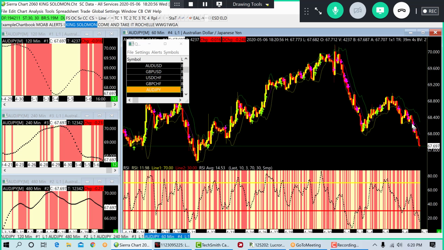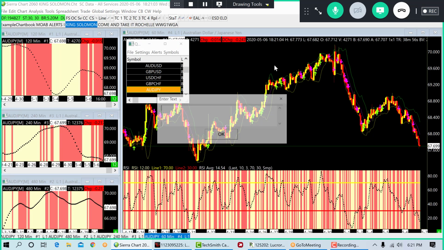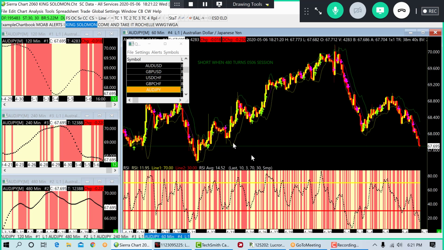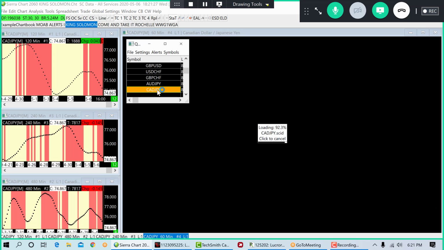And that's over the last 7, 8, 9 hours. But anyway, I like this trade short. That's what we'll put. Short when 480 turns. I like putting notes because I like keeping myself accountable. Let me see here. Let's go to CAD-yen.